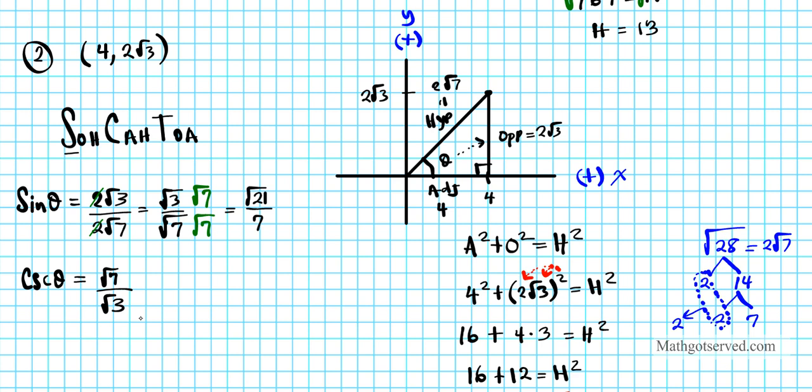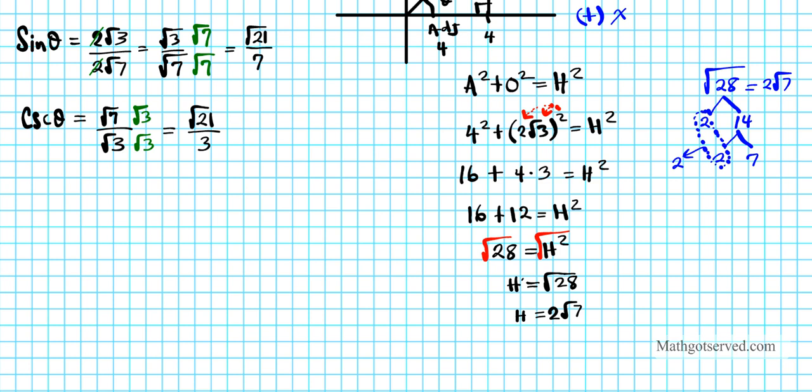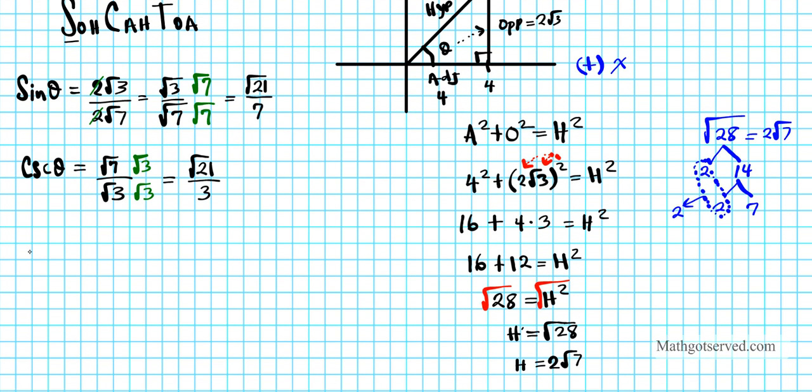Alright? So now we have to rationalize the denominator. So we'll multiply by root 3 this time, top and bottom, since you have square root of 3 in the denominator. And then when you multiply it out, you're going to have root 21 over root 3 times root 3 is root 9, which is 3. Now moving along to cosine.